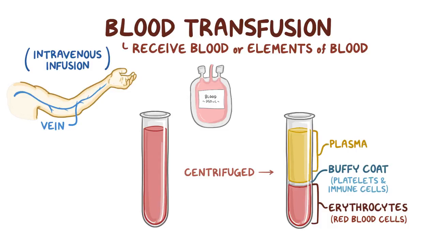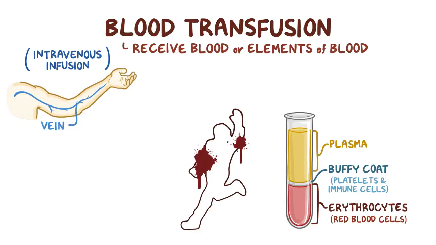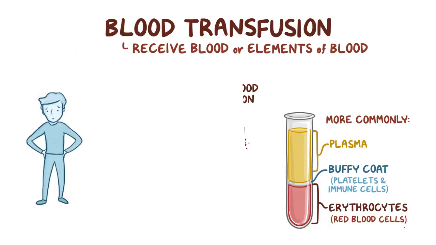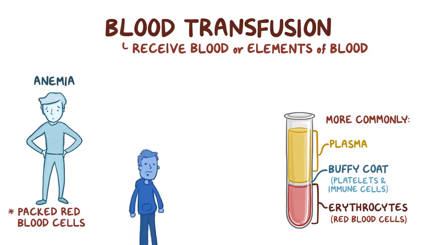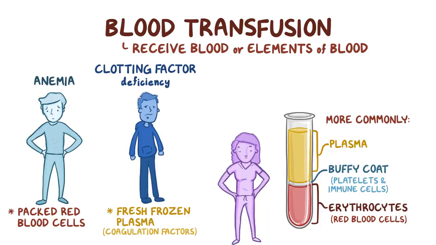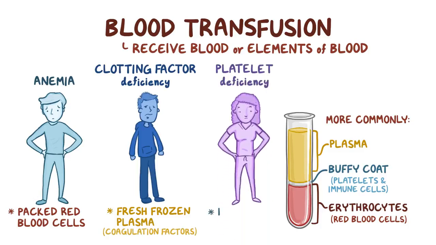Now, in rare situations like in traumatic injuries, someone might receive a whole blood transfusion, but more commonly, a person is given one of the components of blood. For example, a person with anemia could just receive packaged red blood cells. A person with clotting factor deficiency could get fresh frozen plasma, which contains the coagulation factors, or someone with platelet deficiency might receive platelets.